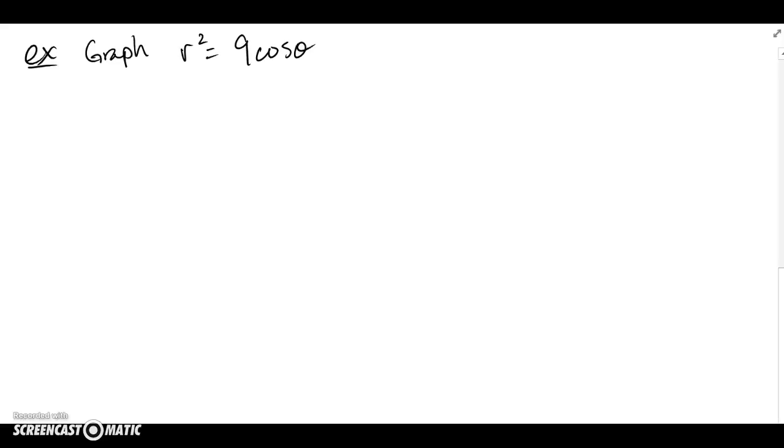Okay, let's look at graphing the polar curve r squared equals 9 cosine theta. This is a little different because it has an r squared involved, so let's take the square root of both sides and see what the r values are that we get. So I can think of this as r being 3 square root of cos theta, or r being negative 3 square root of cos theta.